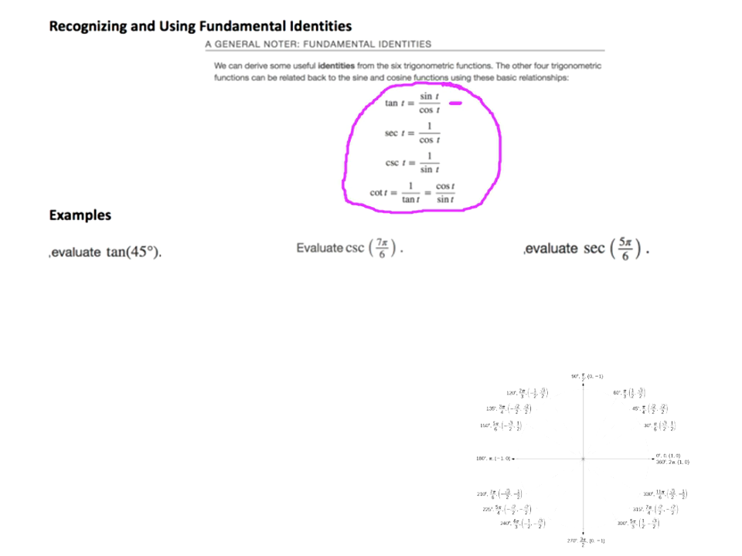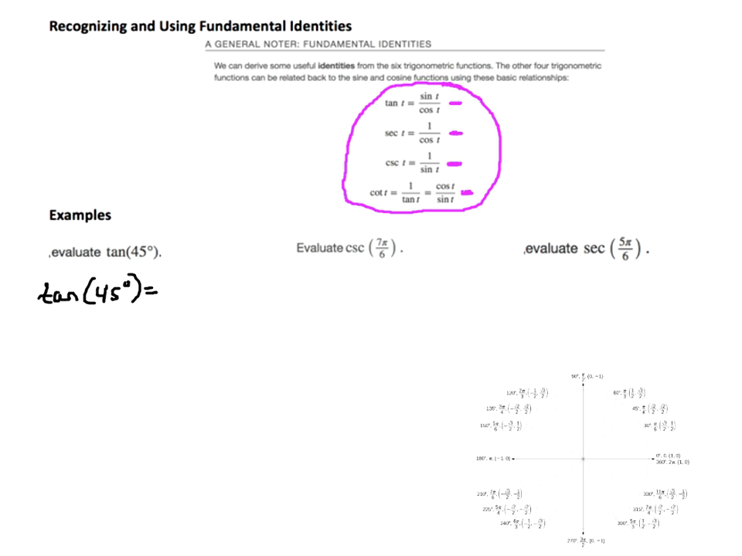Okay, so tangent is sine over cosine. Secant is the reciprocal of cosine, so 1 over cosine. Cosecant is the reciprocal of sine, so 1 over sine t. And cotangent is the reciprocal of tangent, so it's cosine over sine. And we are asked to use identities to evaluate these functions.